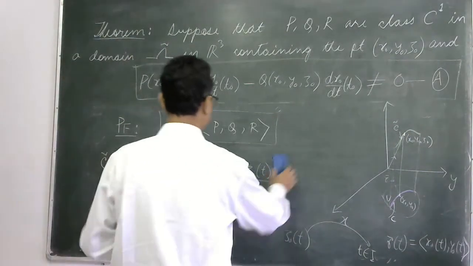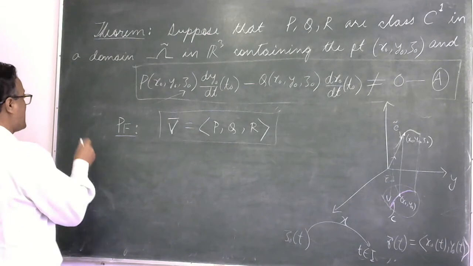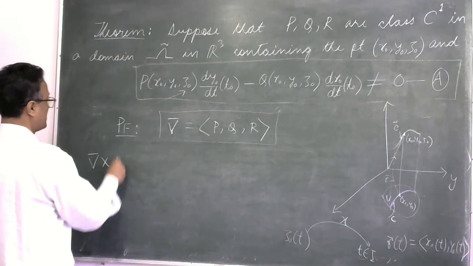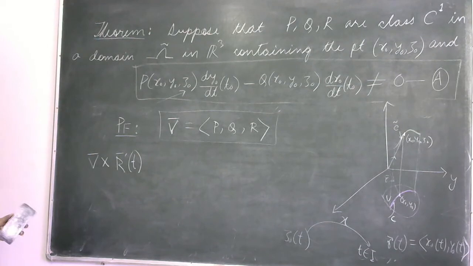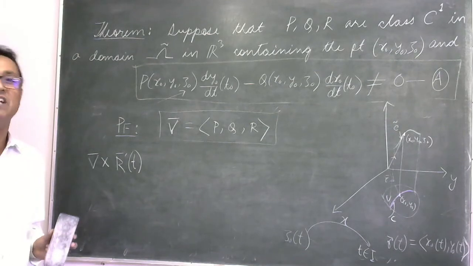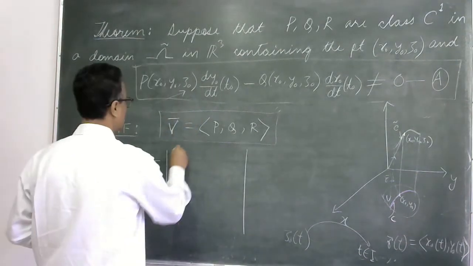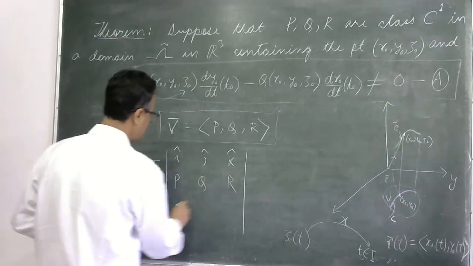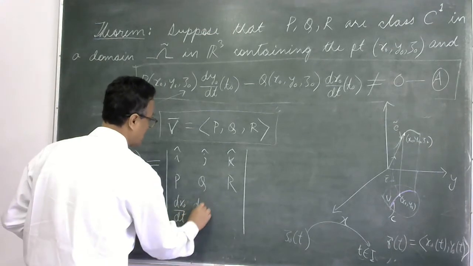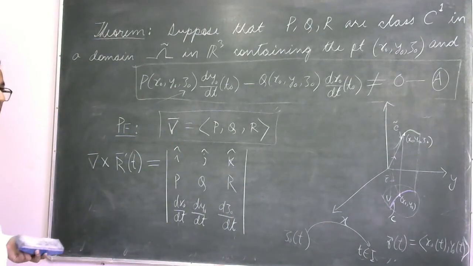Okay, fine. So at the point x naught, y naught, z naught, I'm going to compute this. I'm going to take the cross product of the tangent at the point x naught, y naught, z naught and the vector v at that point. So then what is it going to be? It is going to be i, j, k, then p, q, r, then dx naught, and so on. So far so good. Is it okay?